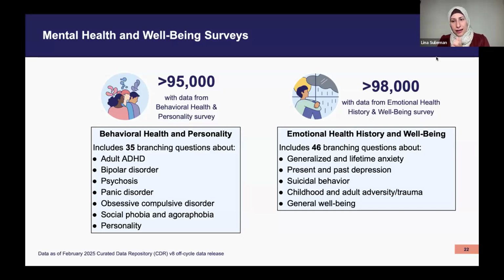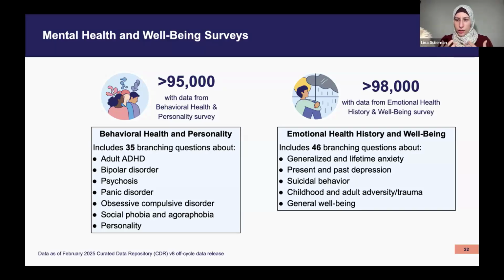When we look at the other new survey, which is the emotional health history and well-being survey, we also received responses from more than 98,000 participants. So we asked the participants, for example, have you been anxious recently? Have you been irritated recently? How often are you being bothered by different problems? Have you been bothered by being so restless?